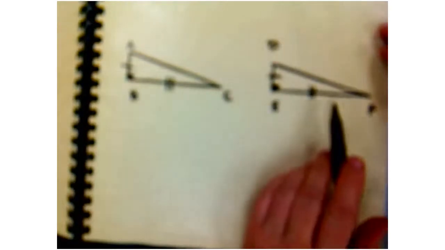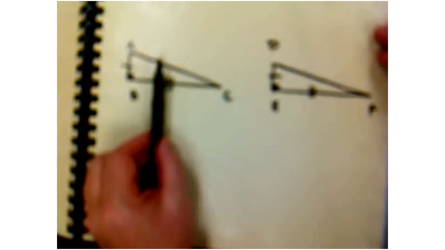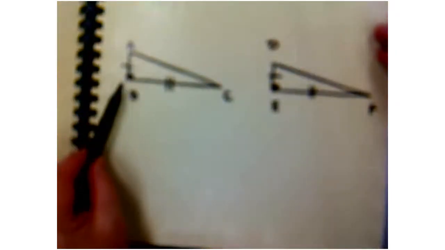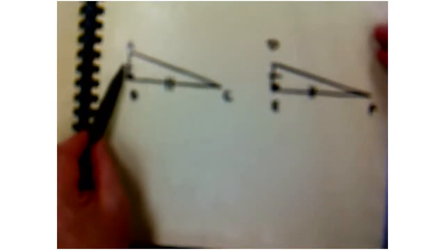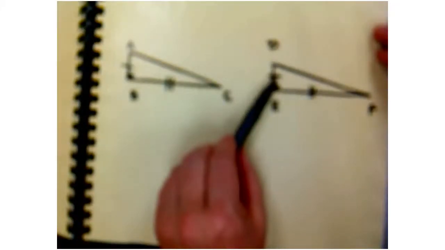So then you go, oh, okay, between these 2 triangles, they're showing me that AB on the left triangle with 1 tick mark is congruent to DE on the right with 1 tick mark.